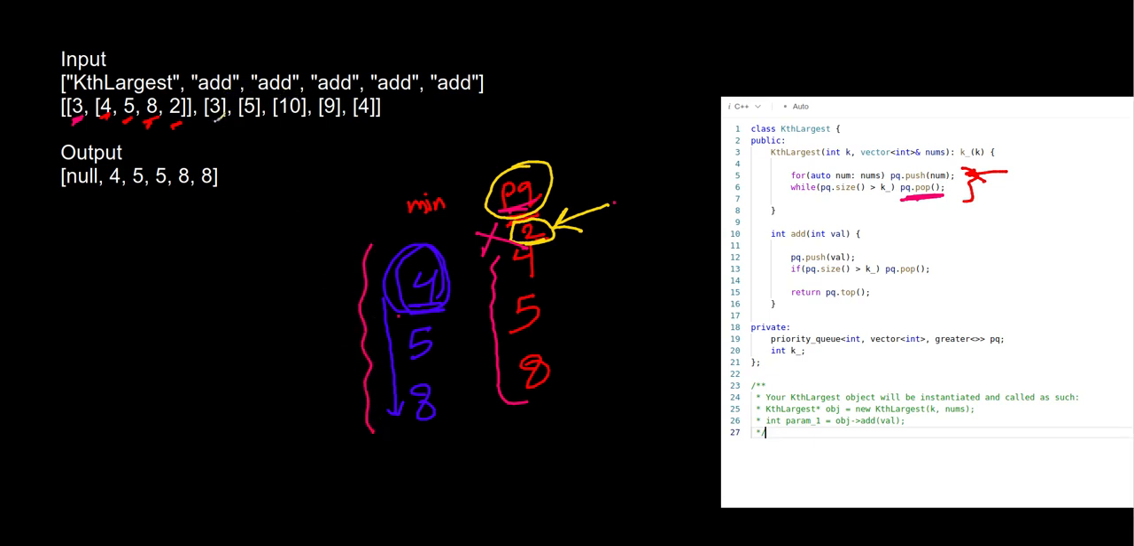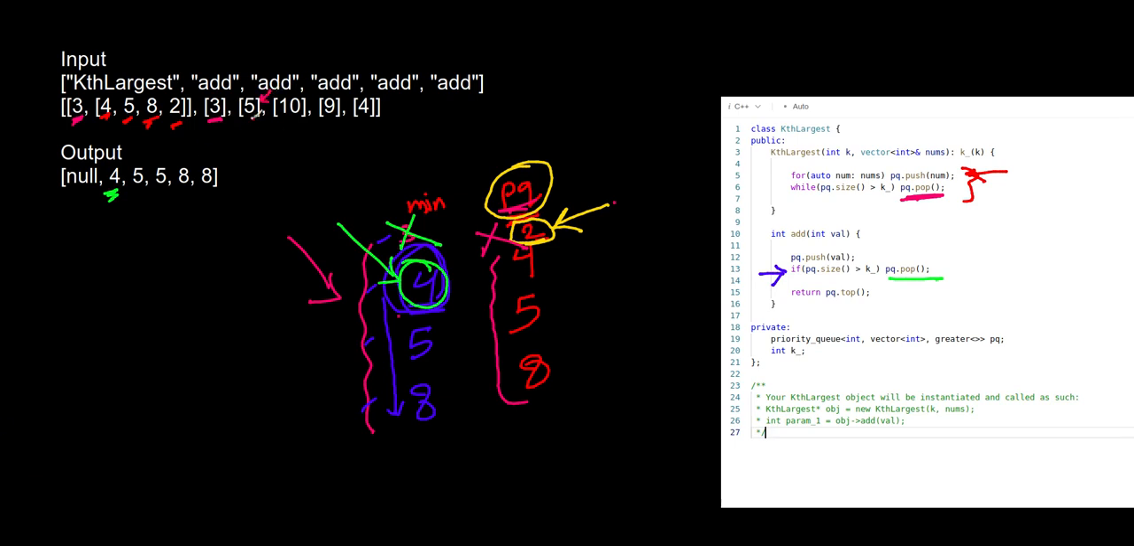The first add call is add 3, so we add 3 to this priority queue, and the 3 will be at the top. Now here we check if the size is greater than 3. Now we have 1, 2, 3, 4 items. We need to delete the smallest one, which is 3, and we return the smallest one at the top, which is 4. So the first return is 4.